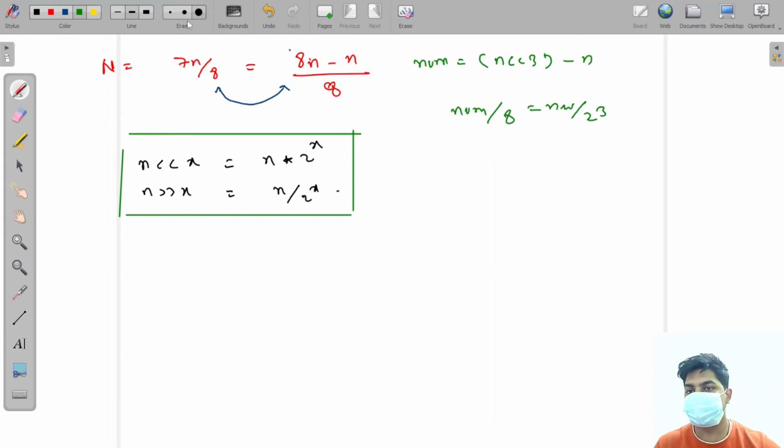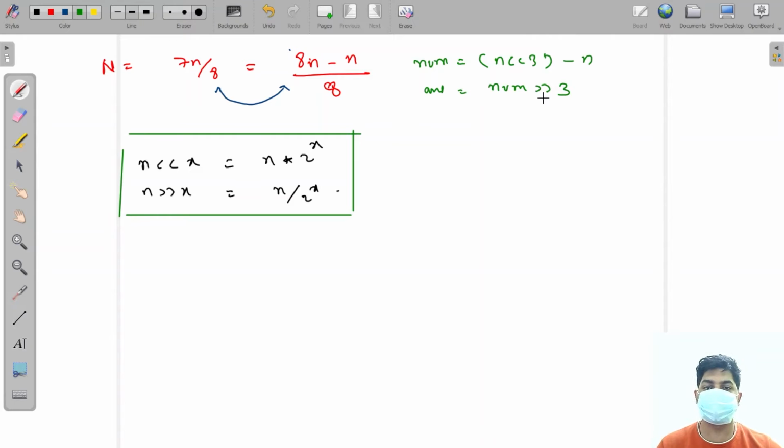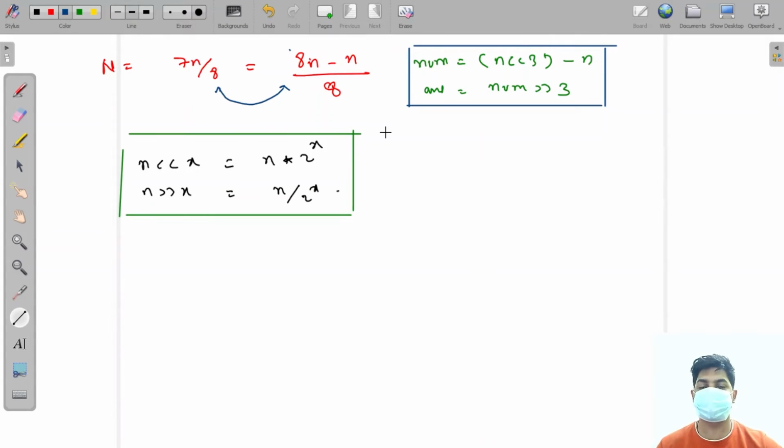Right shift by x. So this is what we will do. Let's make a variable answer. Answer will be equal to what? Numerator right shift of 3. In this way we will be able to solve this particular problem. Okay, so let's keep it also. So we are done with the solution for this video.